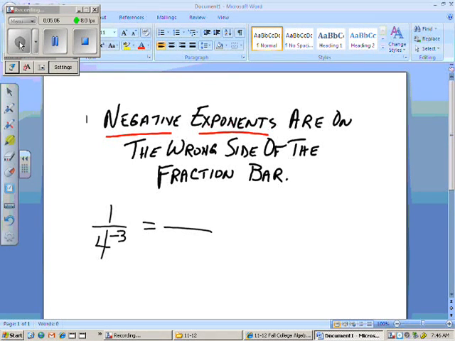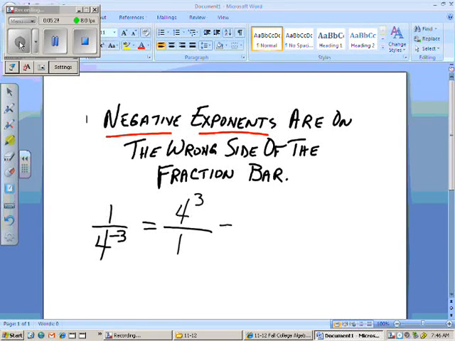Okay? I always start by drawing my fraction bar. Then I look for negative exponents. And anything that has a negative exponent, I just move it to the other side. So 4 to the negative 3 is on bottom. That means I need to move it to the top. And once I move it to the top, that 3 becomes positive. All right? You have a 1 on bottom.